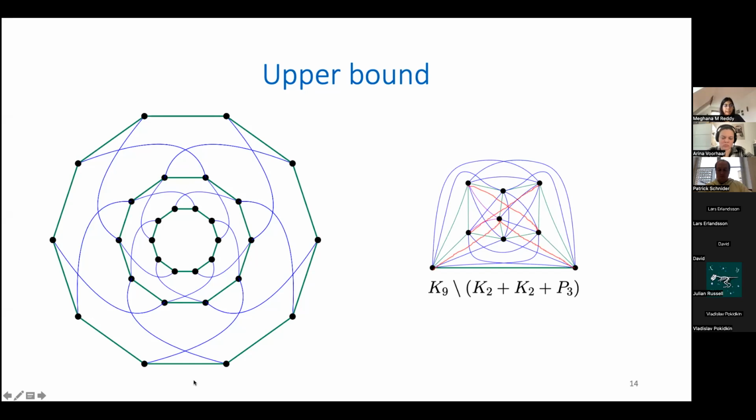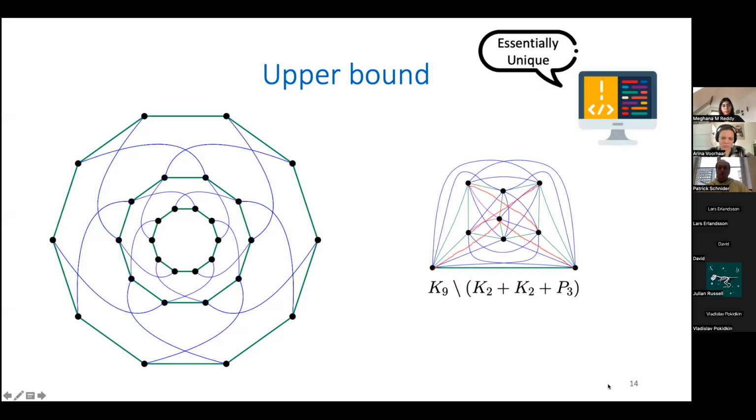And we follow the easy approach, or I don't know how easy it was, but basically we follow the approach where we tried to show that this drawing is actually unique. We wrote a computer program which told us that this drawing is unique, which solves most of our problem.